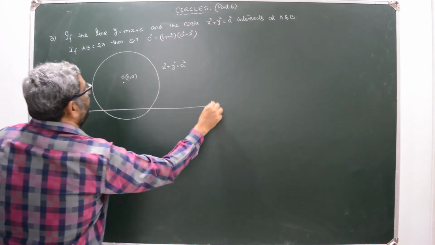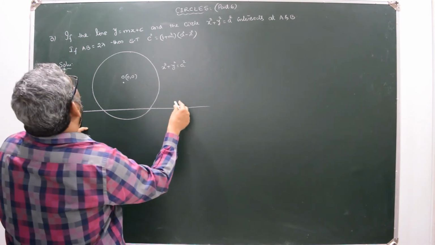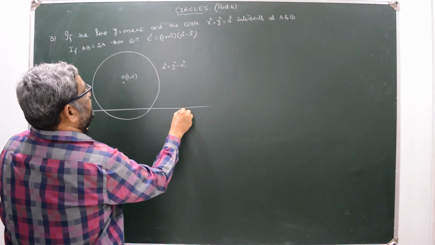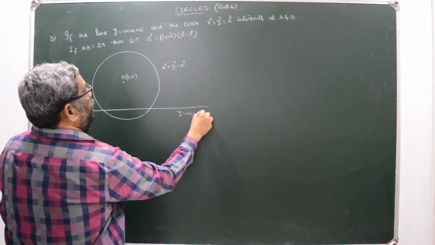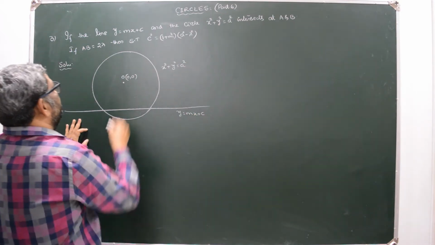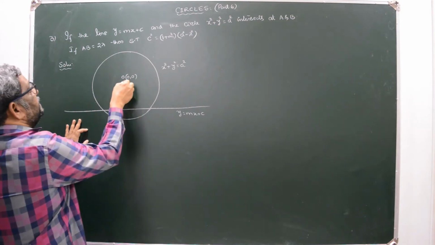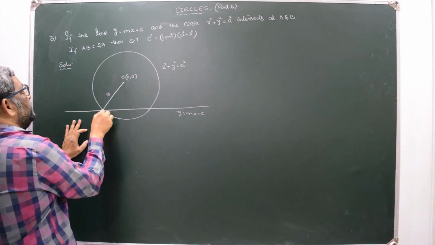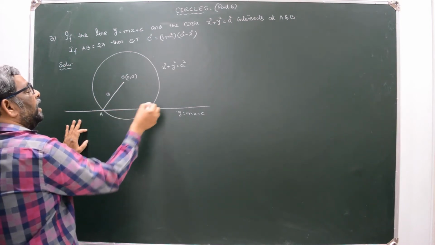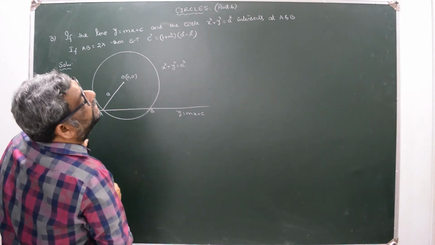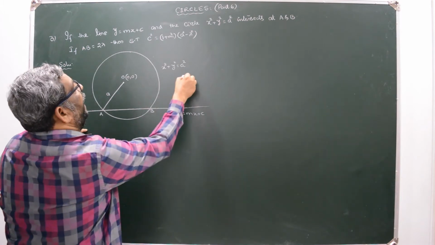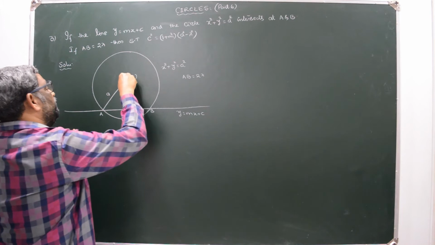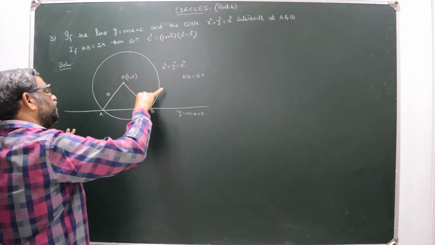This is the chord. This line is y is equal to mx plus c. Now the radius is a. It intersects the chord at A and it intersects the circle at A and B, and AB is given as 2 lambda. You can join like this.